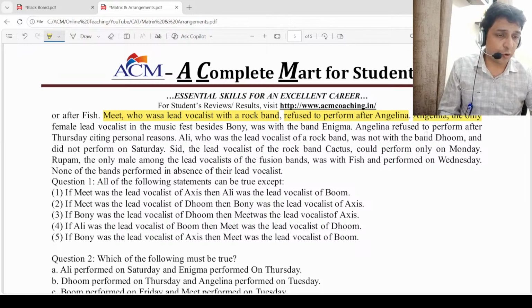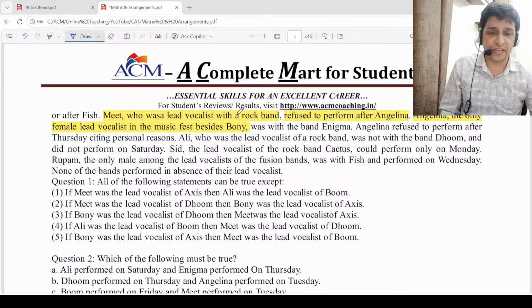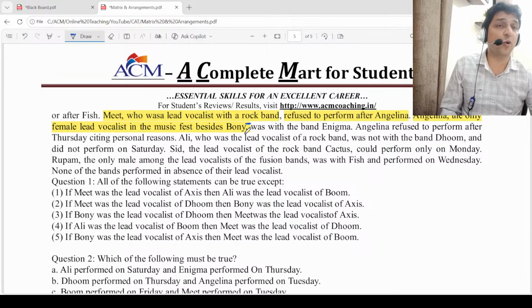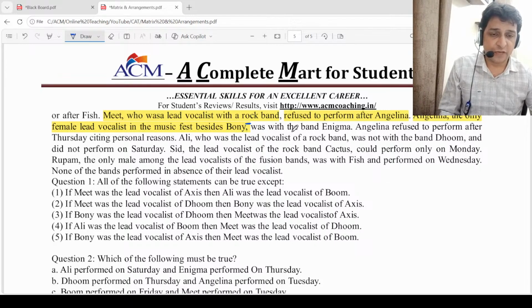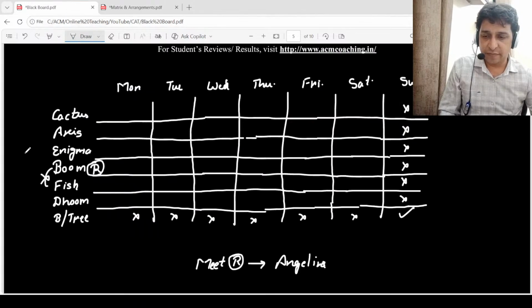Angelina is the only female lead vocalist in the music fest besides Bonnie. So there are only two females we have. One is Angelina, another one is Bonnie. The rest are all males. She was with the band Enigma. So Enigma has Angelina as the lead vocalist.